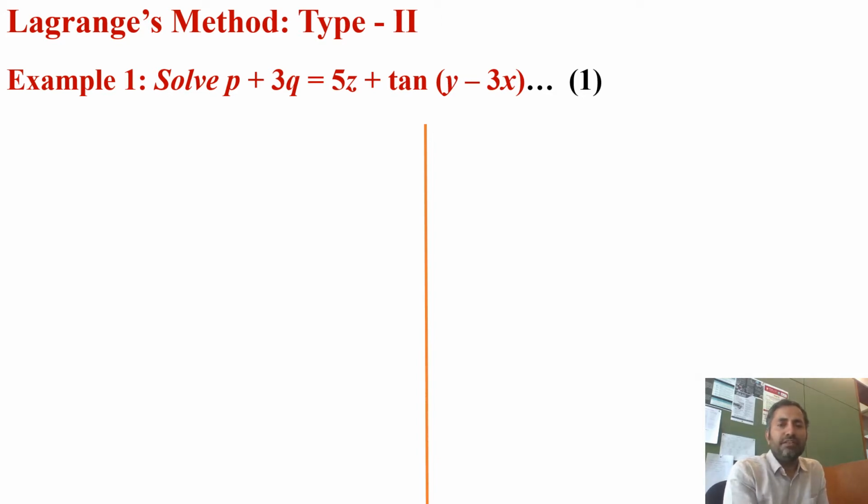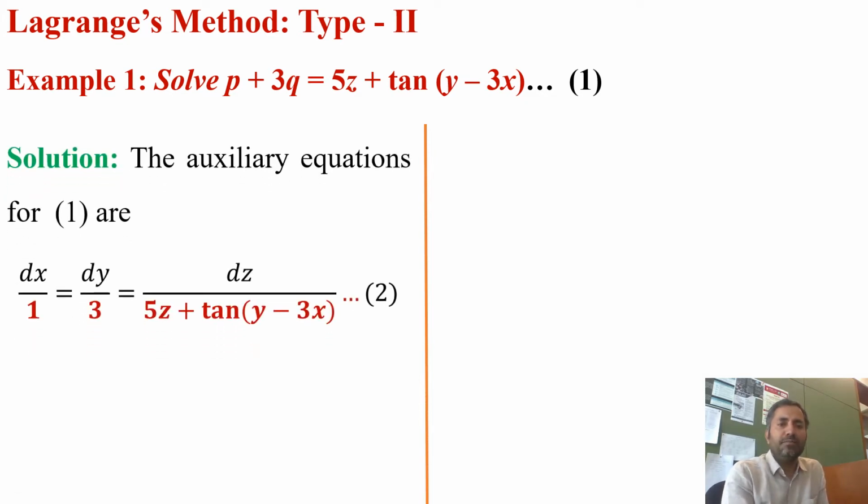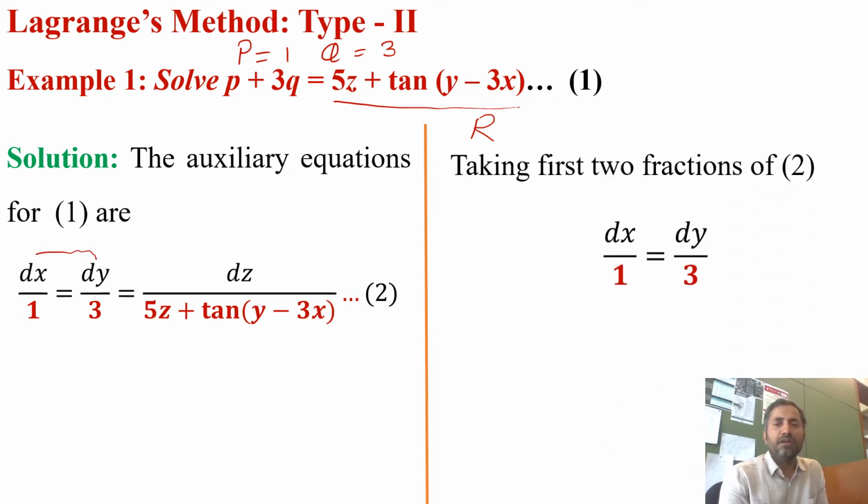The question given here is p plus 3q is equal to 5z plus 10y minus 3x. First we get the auxiliary equation. Capital P is 1, capital Q is 3, and the right hand side, 5z plus 10y minus 3x, is capital R. After obtaining the auxiliary equations, we select any two fractions. Suppose we select dx and dy. By selecting these two, we get dx upon 1 is equal to dy upon 3.